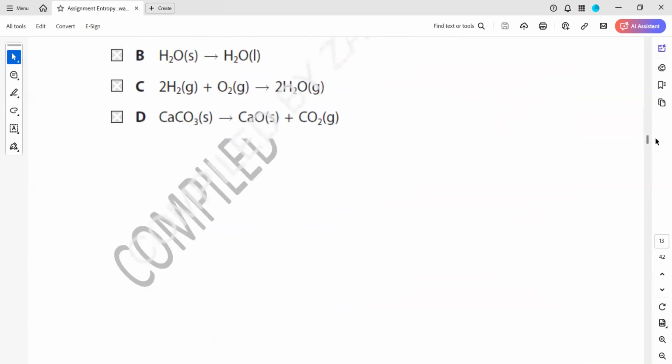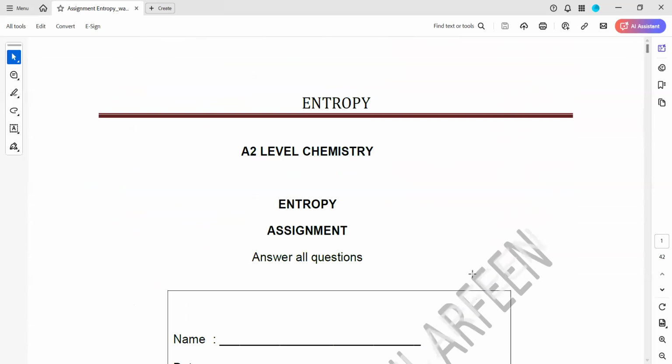So these are the MCQs of entropy. Next session, we'll do another topic, like structure questions as well and the KC questions as well.